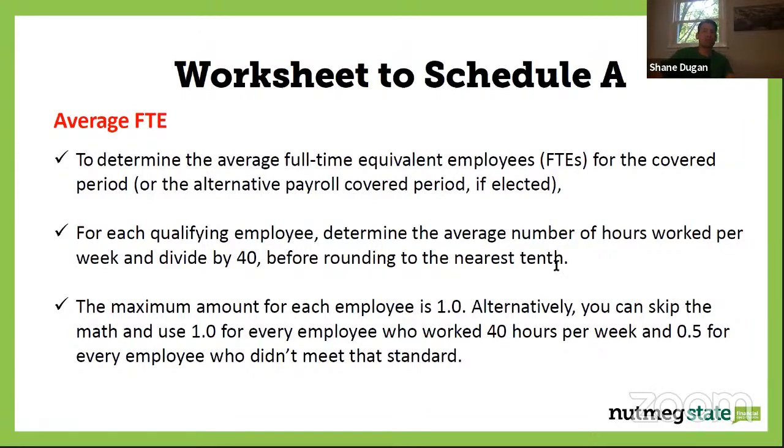Alternately, you can skip the math of rounding to the 10th for people who work 35 hours, 30 hours, whatever it is, and just opt to say that if you don't work 40 hours, then you qualify as 0.5. You have to follow the same process for determining your FTE figure from prior to COVID, and you have to follow that same process for after COVID. So if you use the tenth method, you have to do that on both sides of the equation. If you use the half for anybody who doesn't work 40 hours, you have to do that on both sides of that equation.